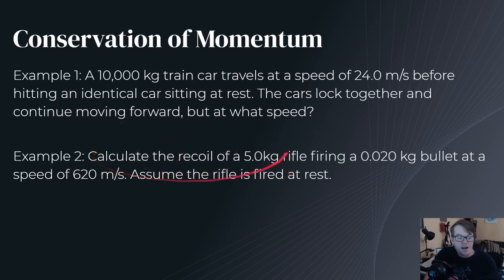Then we're going to calculate how much recoil a 5 kilogram rifle that fires a .020 kilogram bullet at a speed of 620 meters per second would have. We're also going to be assuming in that one that the rifle is fired at rest.